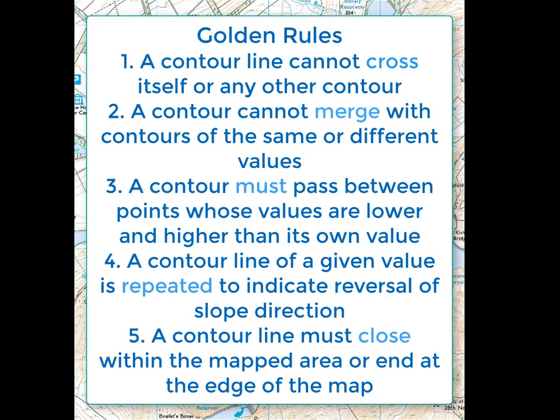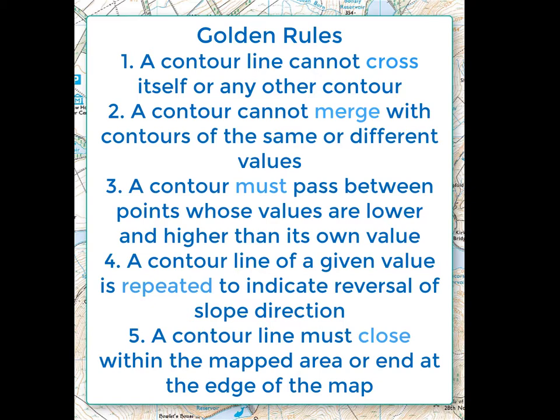There are a number of key rules for drawing contour maps. The first are a set of golden rules for contouring which govern all contouring situations. Contours cannot cross and cannot merge. Contours pass between points higher and lower than their own value. If the gradient changes direction, then a contour must be repeated to indicate this change in slope.